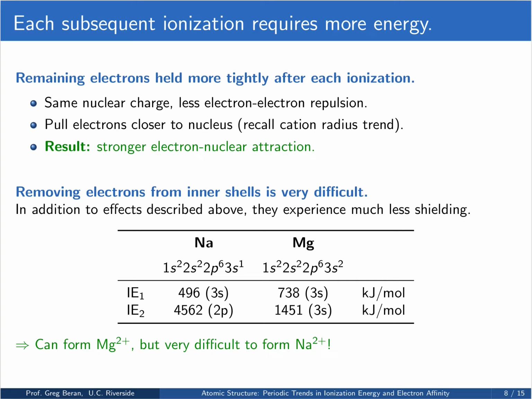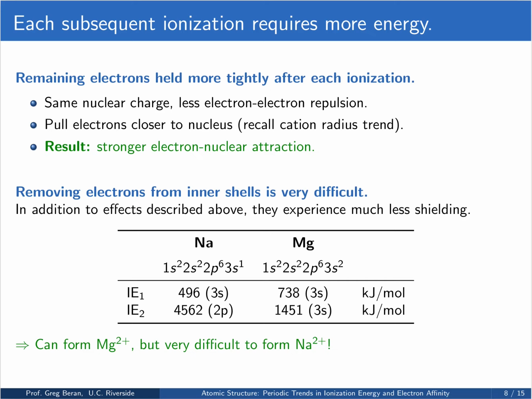This table here compares the first and second ionization energies for sodium and magnesium, which have a 3s1 and 3s2 configuration, respectively. The first ionization energy behaves as we discussed in the last few minutes. It should increase across the period, so the ionization energy of magnesium is larger than that of sodium. If we try to remove a second electron, however, we see dramatic differences. The second ionization for magnesium removes the second 3s valence electron. So this second ionization energy is about twice as large as that of the first, but it's still relatively feasible.